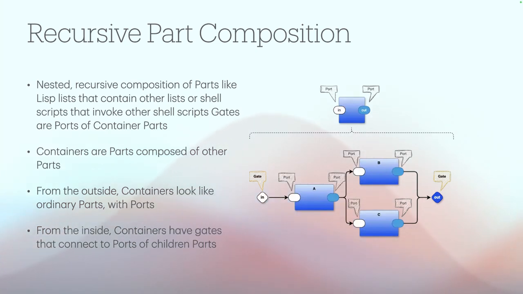Recursive part composition allows nested recursive composition like Lisp lists that contain other lists. Containers are parts composed of other parts. From the outside, containers look like ordinary parts with ports, but from the inside, containers have gates that connect to ports of children parts.